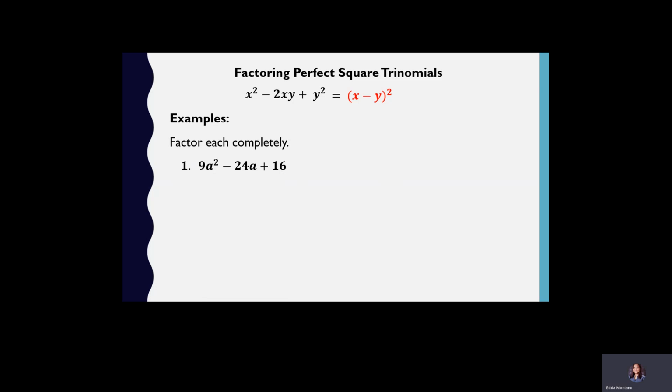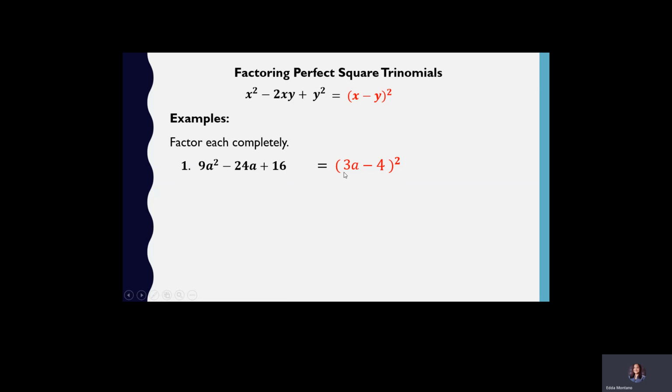Okay, let's find out. So prepare this negative sign. Let's factor 9a squared. Let's get the square root. What's the square root of 9? That's basically 3. The square root of a squared is a. That's 3a. Now let's go to the last term. Get the square root of 16. That would give you 4.